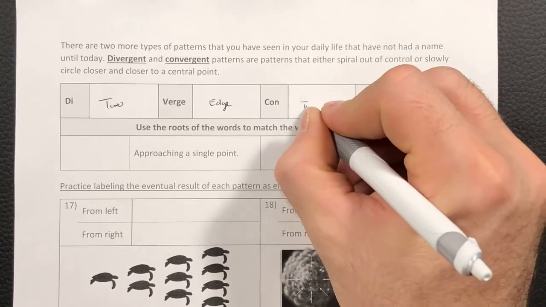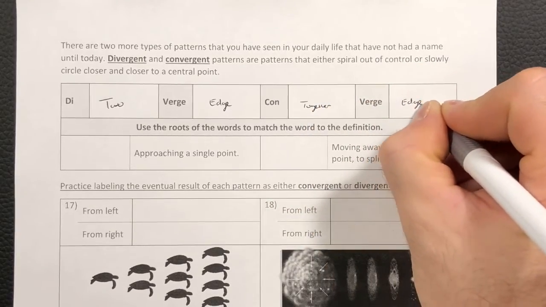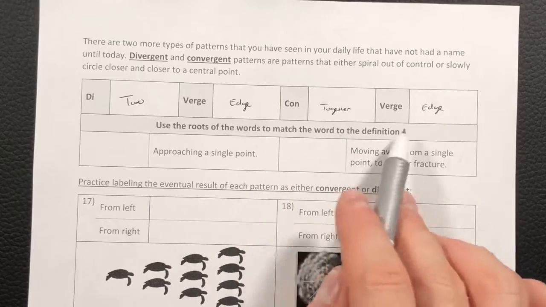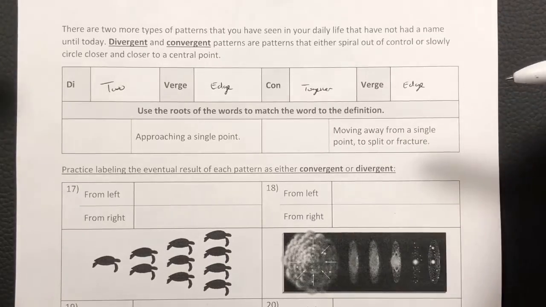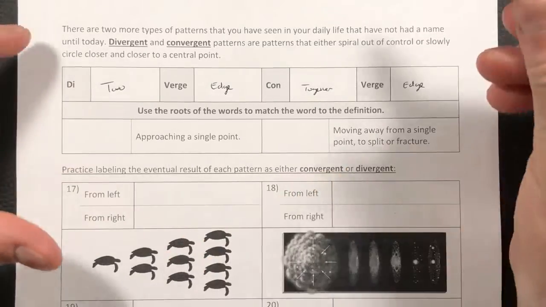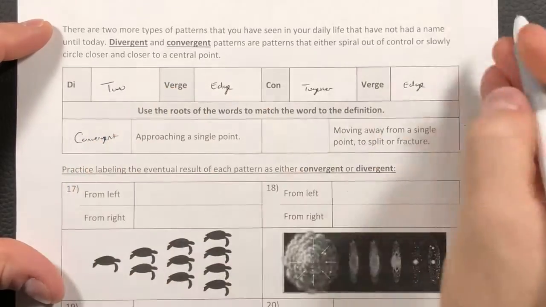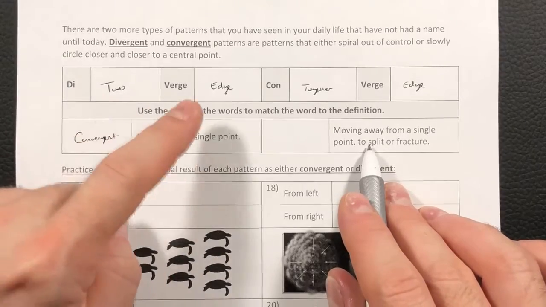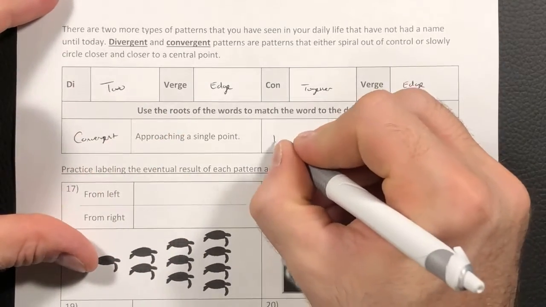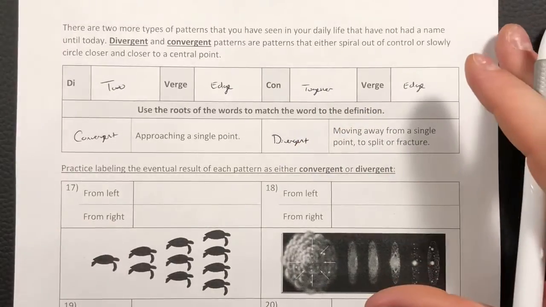Con is going to be together. And again, we have edge. So we have a 2-edge and a together edge. And that pretty much makes sense. If I have a together edge, it looks like we're probably going to be approaching a single point, which is going to be our convergent. And then moving away from a single point to split or to fracture, we're going to go with our 2-edge style thing of divergent.